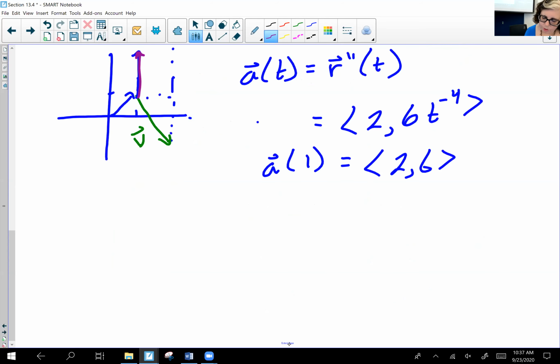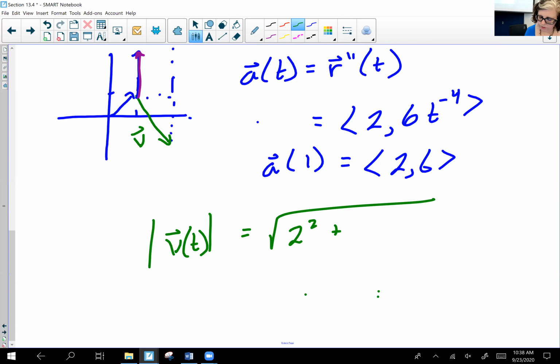All right. The speed is then going to be, oh, not v prime. The speed is then going to be the magnitude of v. So that's going to be the square root of 2 squared plus negative 2 squared. So that's the square root of 8.